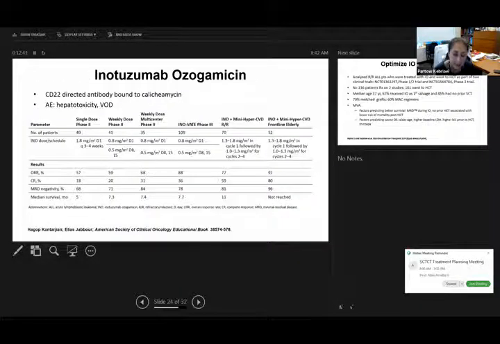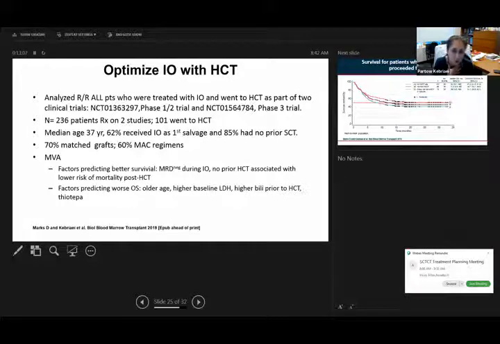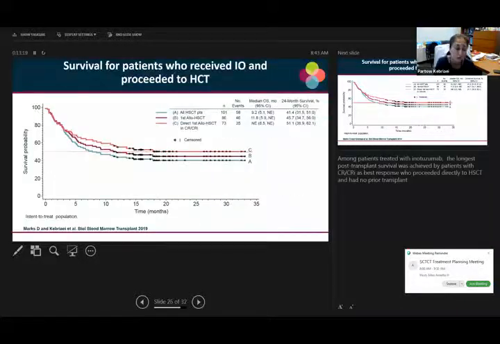Inotuzumab is an antibody therapy, directed this time against CD22. It's bound to calicheamicin. And again, as a single agent, a very powerful drug, resulting in overall response rates of up to 80%. You can see the MRD negativity rates as well. With inotuzumab, the only limitation I would say is that because it's bound to calicheamicin, there is evidence for hepatic toxicity, specifically if we're using this agent prior to transplant, veno-occlusive disease.